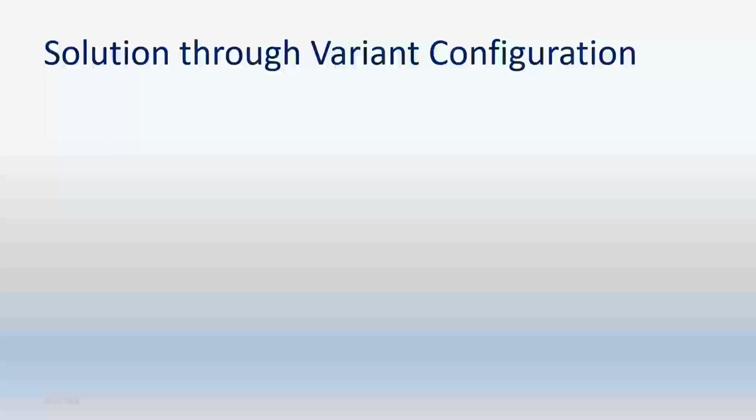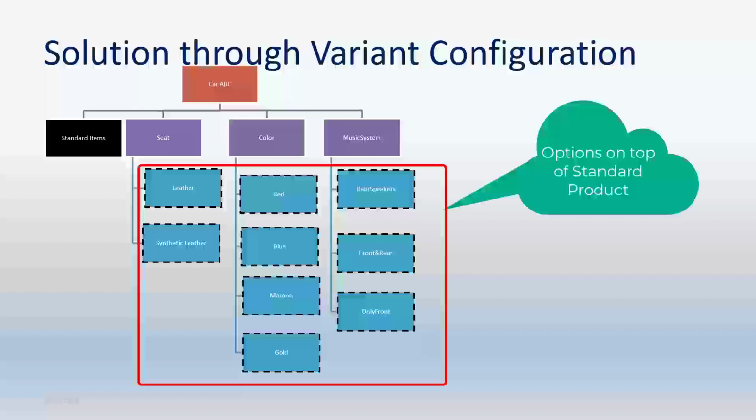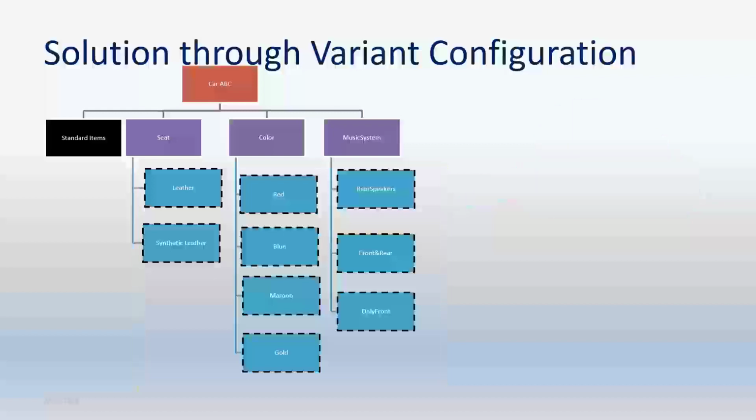Variant configuration tool helps you to define the super bill of material which contains all standard components like any other production BOM. But in addition, this special type of BOM contains all components corresponding to every option offered to market on top of standard product.